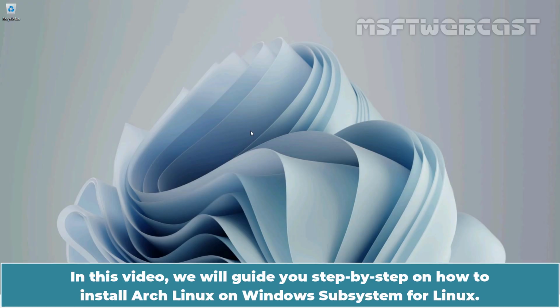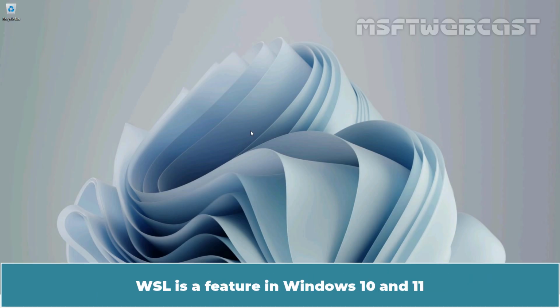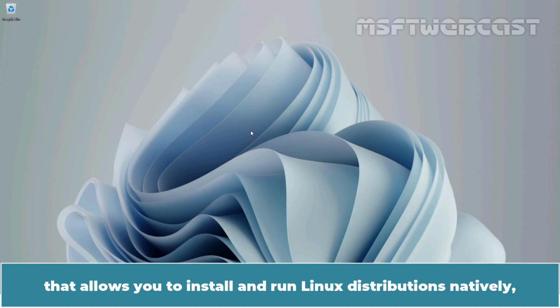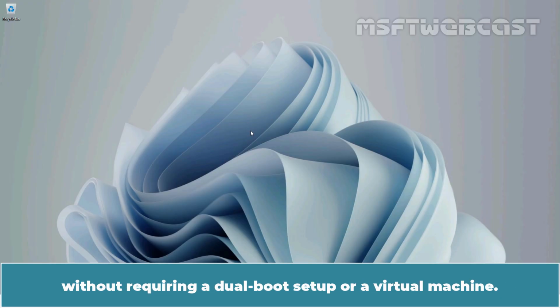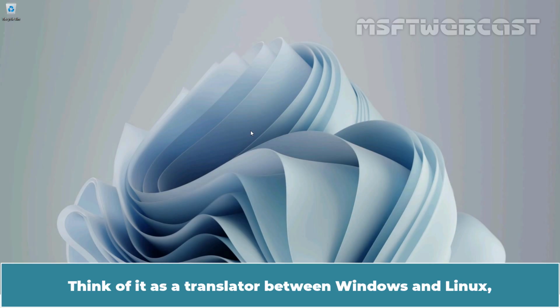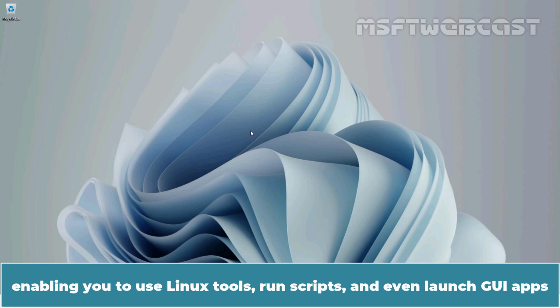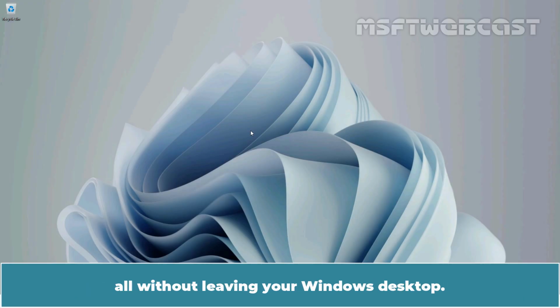In this video, we will guide you step by step on how to install Arch Linux on Windows Subsystem for Linux. WSL is a feature in Windows 10 and 11 that allows you to install and run Linux distributions natively without requiring a dual boot setup or a virtual machine. Think of it as a translator between Windows and Linux, enabling you to use Linux tools, run scripts, and even launch GUI apps, all without leaving your Windows desktop.